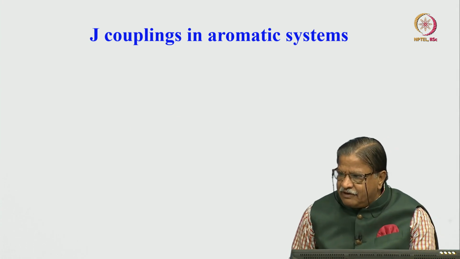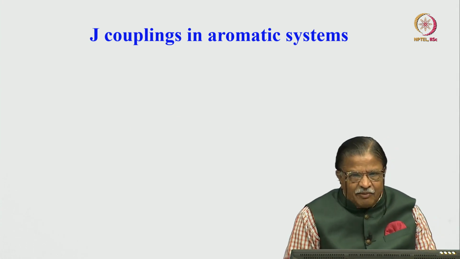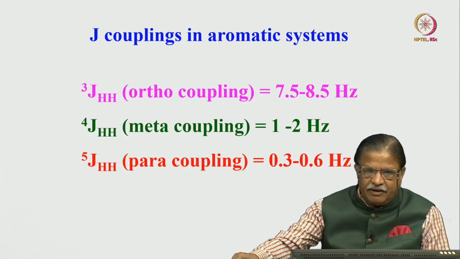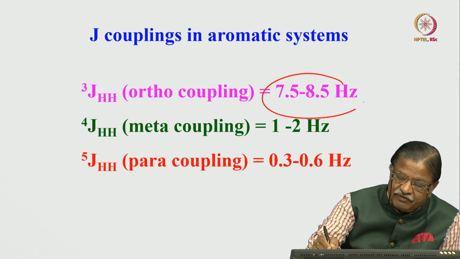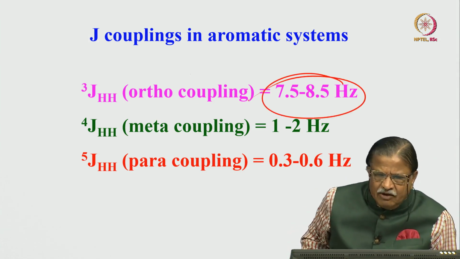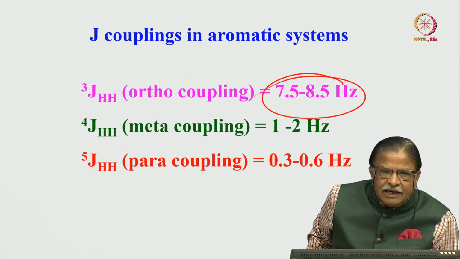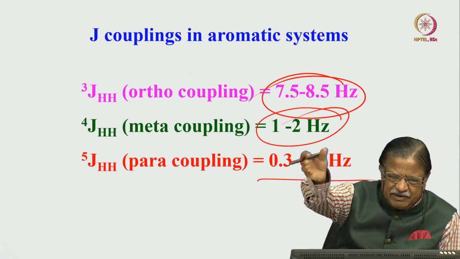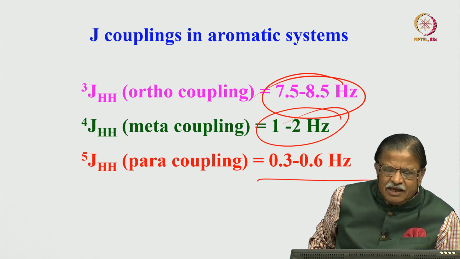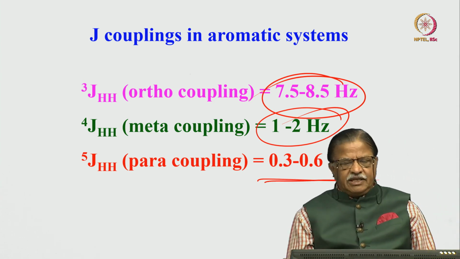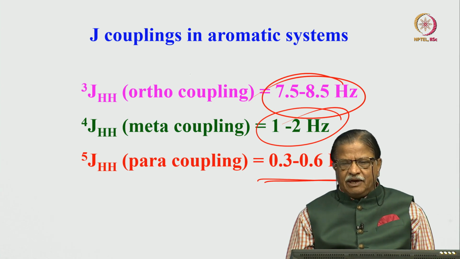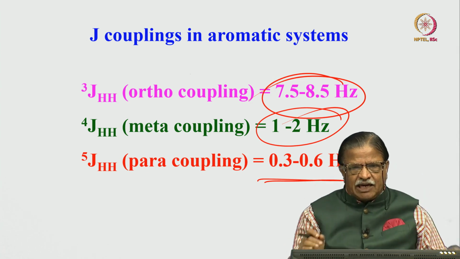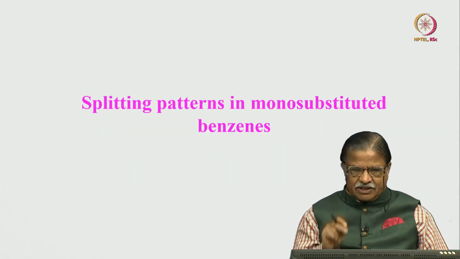Before going further, please always remember, if I have aromatic protons, especially benzene rings, this is the order of coupling we should remember. Ortho coupling in benzene is between 7.5 to 8.5 Hertz. It could be anywhere around that. Meta coupling is 1 to 2 Hertz. Para coupling can go from 0.3 to 1, even sometimes 1.5. That is okay. Approximately we can say less than 1 Hertz. This is a 5 bond coupling para, 4 bond meta, 3 bond ortho coupling. This information is needed if we want to analyze the proton spectrum of aromatic systems.